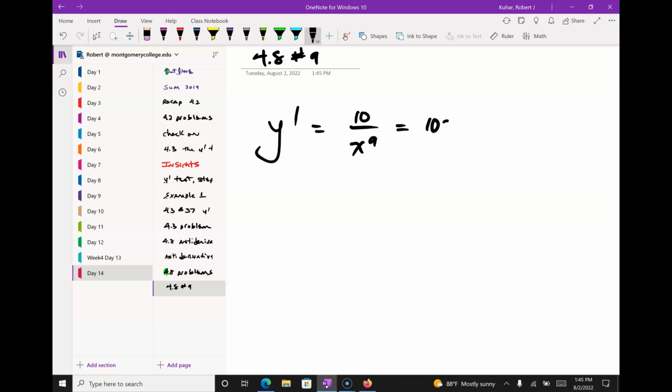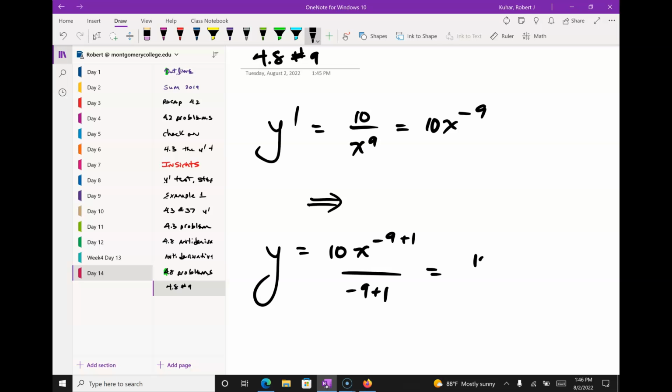10 times what? X to the negative 9. So it's a power rule. So my antiderivative y, oh, I screwed up already, sorry, is 10 times x to the minus 9. I'm going to add 1 to the power, divide by the new power. So I have 10 times x to the negative 8 over negative 8.